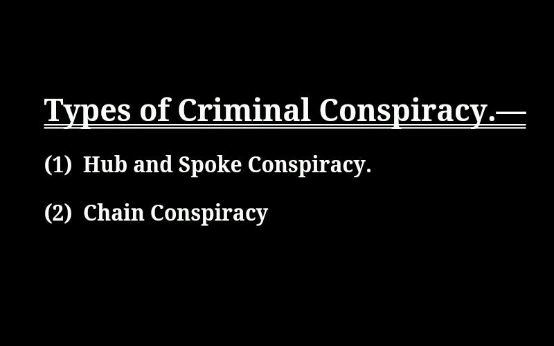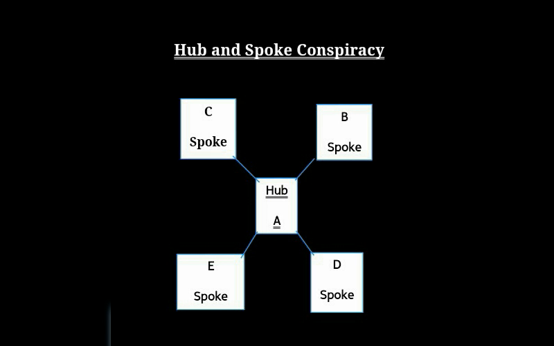Now, let's discuss types of criminal conspiracy. There are two types of criminal conspiracy. First one is hub and spoke conspiracy. The second one is chain conspiracy. Hub and spoke conspiracy. Look at the diagram. In this type of conspiracy, the mastermind is at the center. He is called the hub, and the other conspirators, that is B, C, D, E, are called spokes. In this conspiracy, the spokes are directly linked to the mastermind.